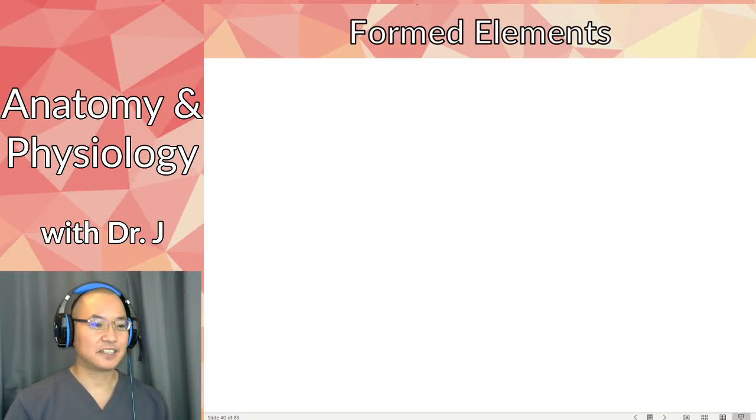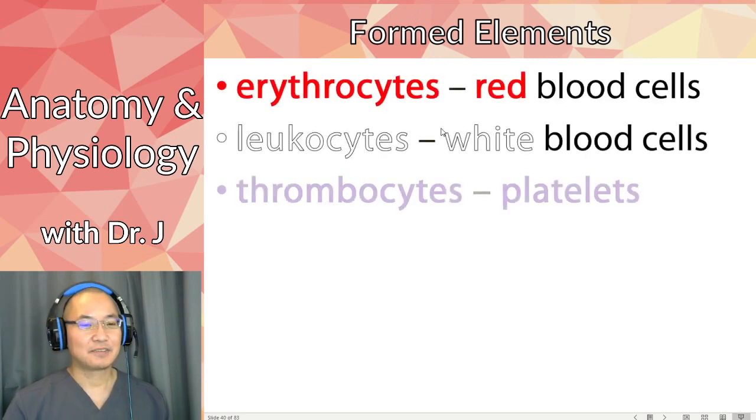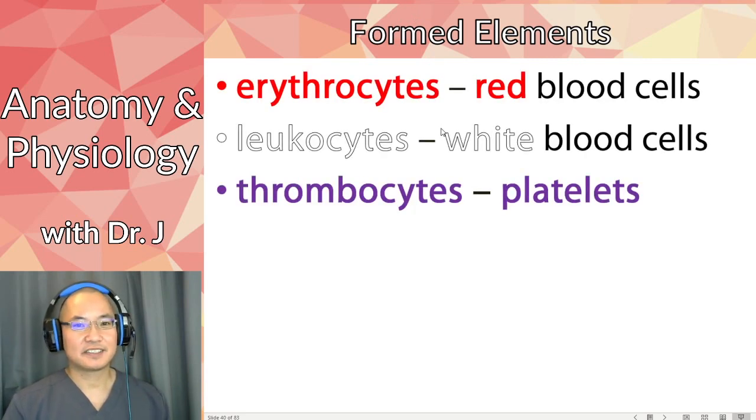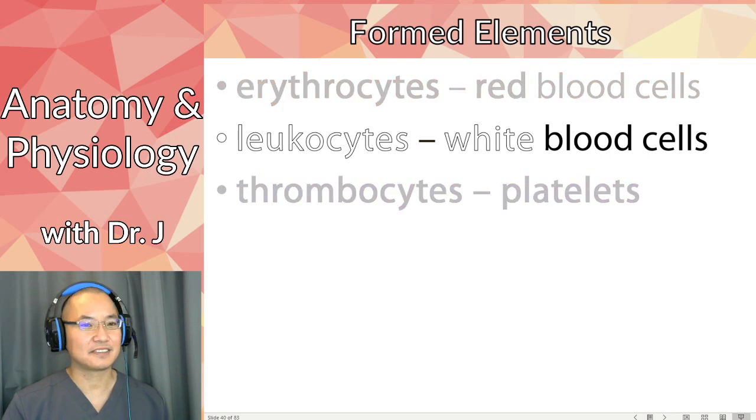Okay, now that we're done talking about the life cycle and how blood cells are born and how they die, remember we have three types of formed elements. These are the cells of your blood. So we have erythrocytes, leukocytes, and thrombocytes, or red blood cells, white blood cells, and platelets. Now that we're done with the life and death of red blood cells, let's talk about white blood cells.